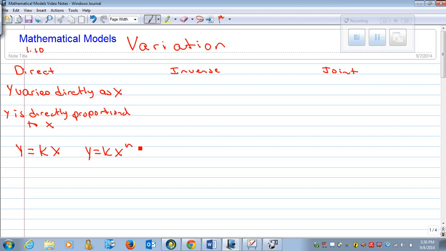K is a constant and often needs to be determined from given data. So K is our constant, and that's true in all our variation.